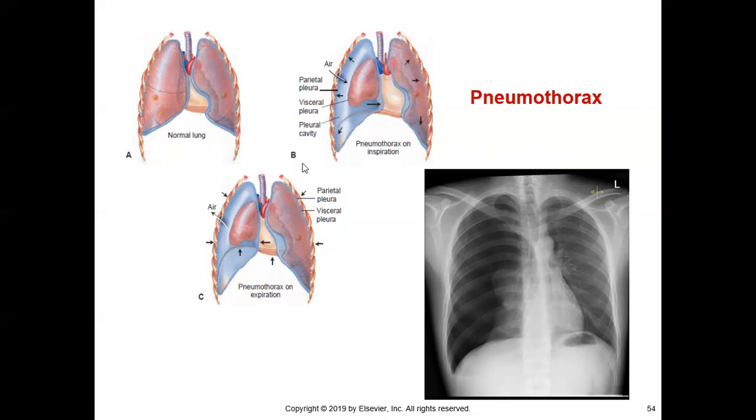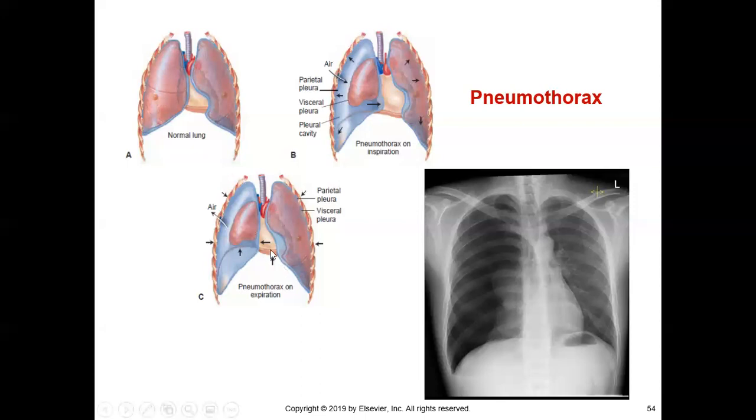So in this picture, we can see the air, and this is the parietal pleura, and this one is the visceral pleura. So pleura has two layers. One layer attached to the lungs is called visceral pleura. The other layer is attached to the ribs, and this is called parietal pleura. So fluid accumulating in between these two layers is called hemothorax. When air is accumulated in this area, we call it pneumothorax.